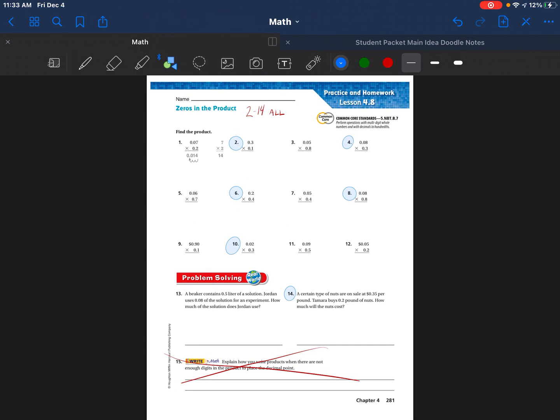Don't forget to label. Do not forget to turn it in on Google Classroom. And I need to see all of your work. I need to know what you're doing. Okay?